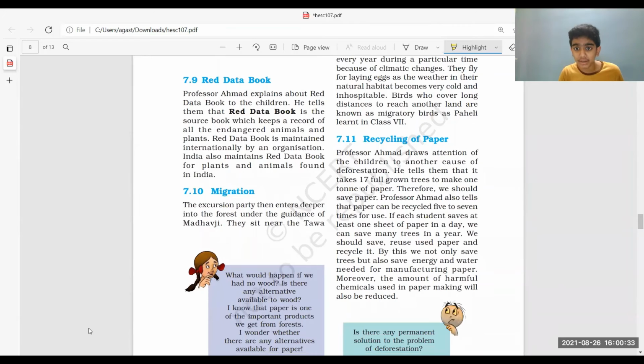And recycling of paper: we have to recycle paper nearly 5 to 7 times. This is a fact again. Paper is a biodegradable substance, and we know it can be recycled. And one more thing is that if each student saves at least one sheet of paper in a day, we can save many trees in a year. Understand this particular point. I'm not asking you to go and plant trees. If you're not interested in planting trees, at least save the paper.